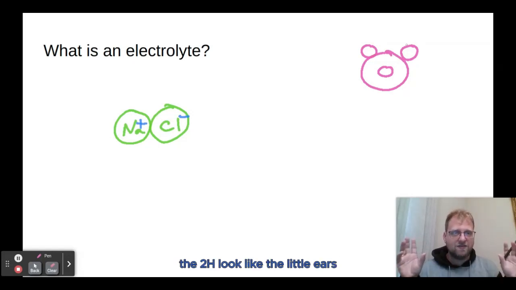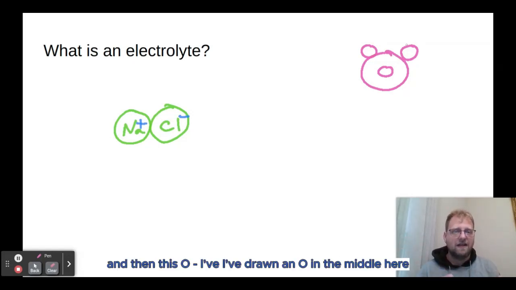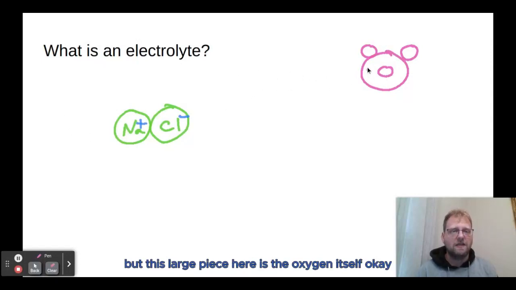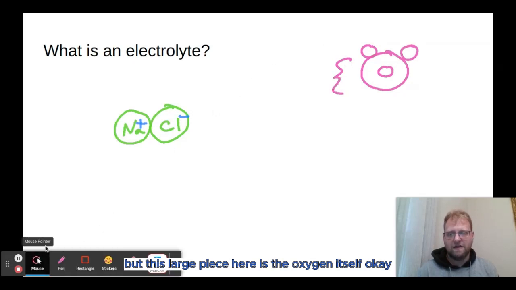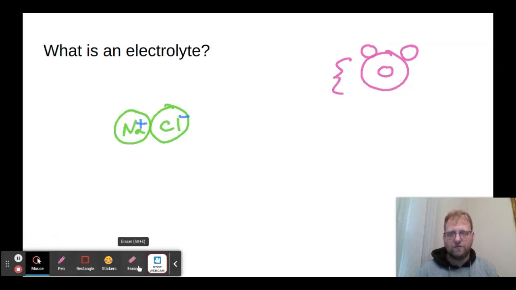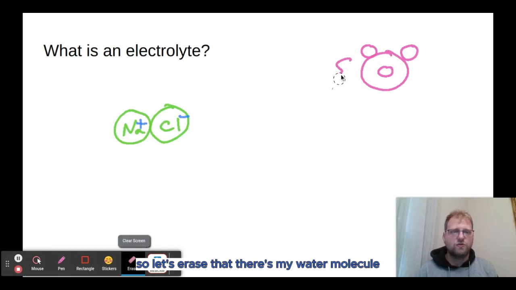The two little H's look like the little ears. And then this O, I've drawn an O in the middle here so we can kind of see it, but this large piece here is the oxygen itself. Okay, so let's erase that. All right, there's my water molecule.